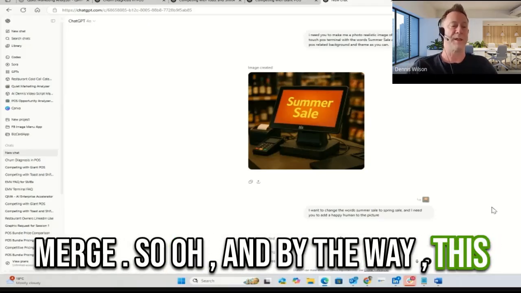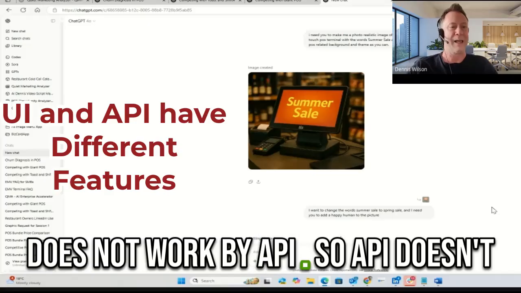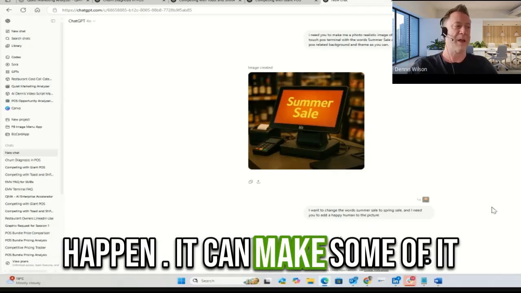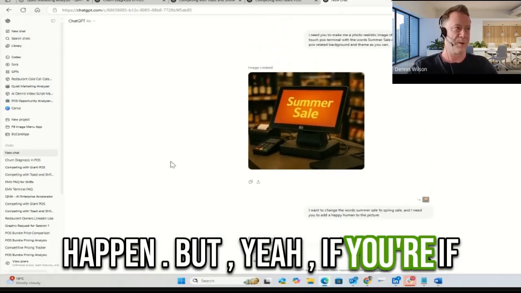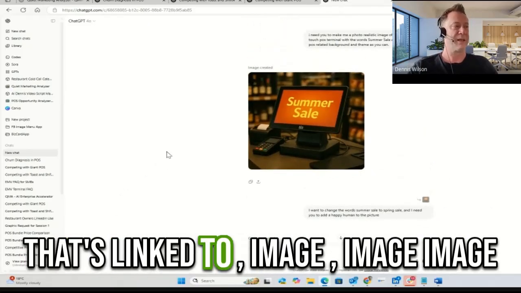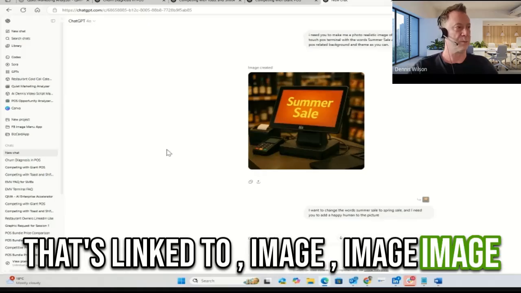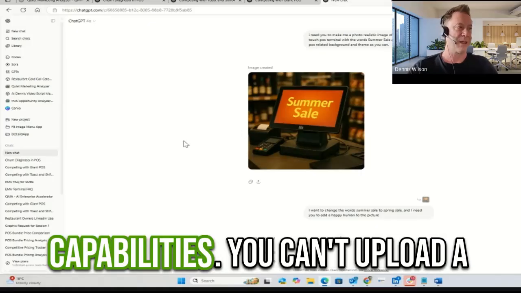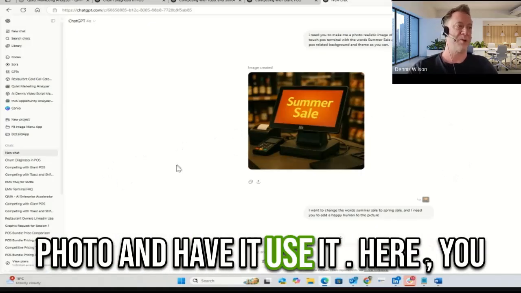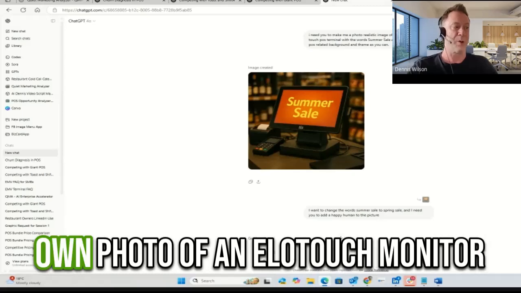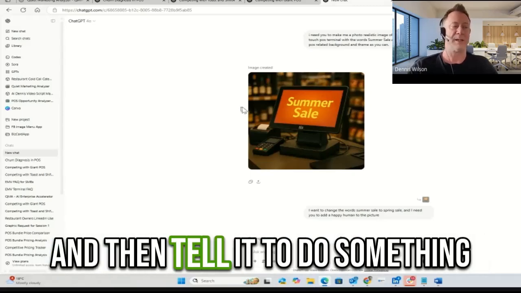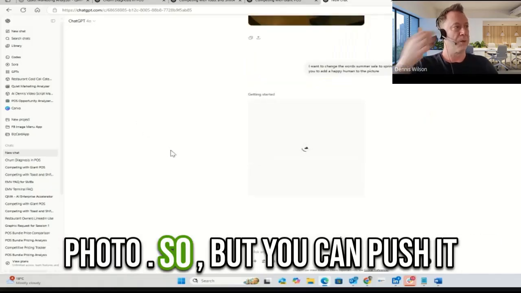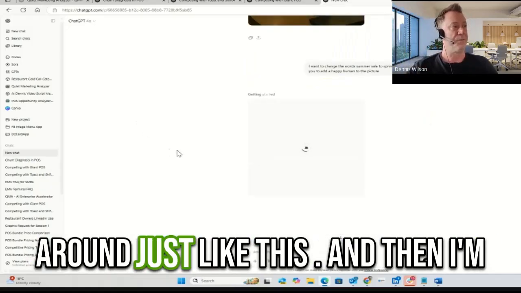Oh, and by the way, this does not work by API. So API doesn't have the ability to make a lot of this happen. It can make some of it happen, but if you're actually building an app that's linked to image one, which is the actual model you use, it doesn't have as much capabilities. You can't upload a photo and have it use it. Here you can. You can actually upload your own photo of an Elo Touch monitor and then tell it to do something with it, and it would use that in the photo. So, but you can push it around just like this.